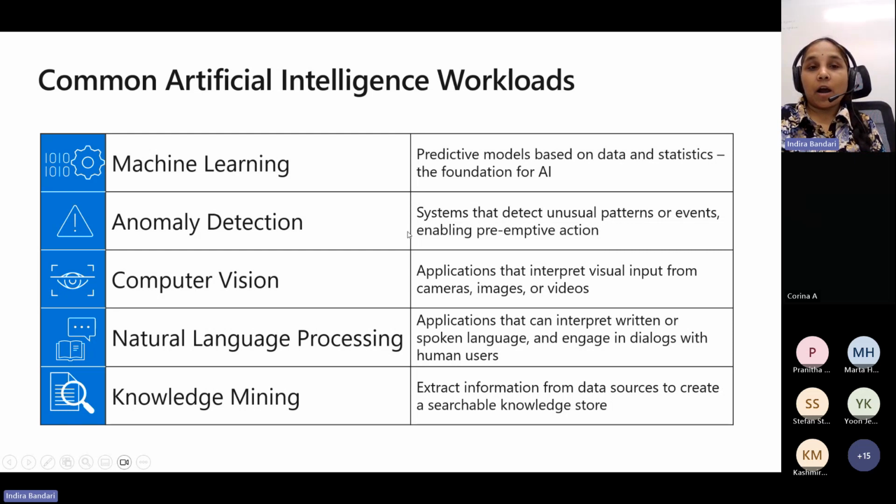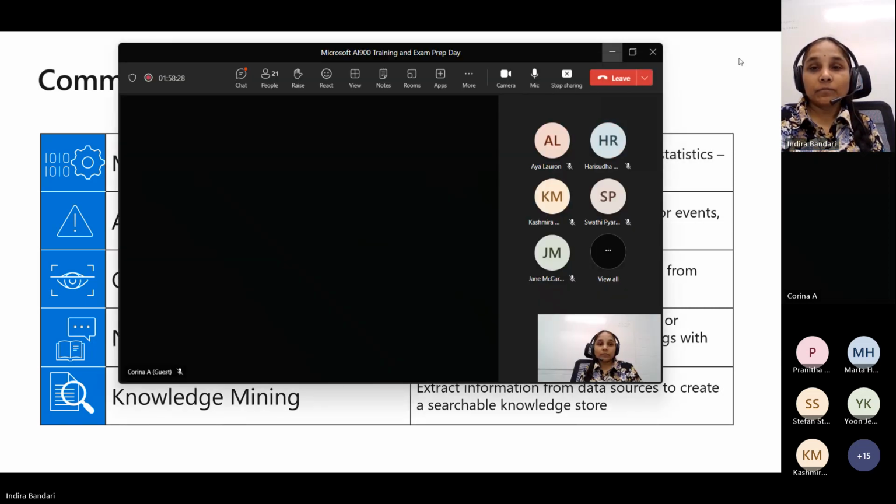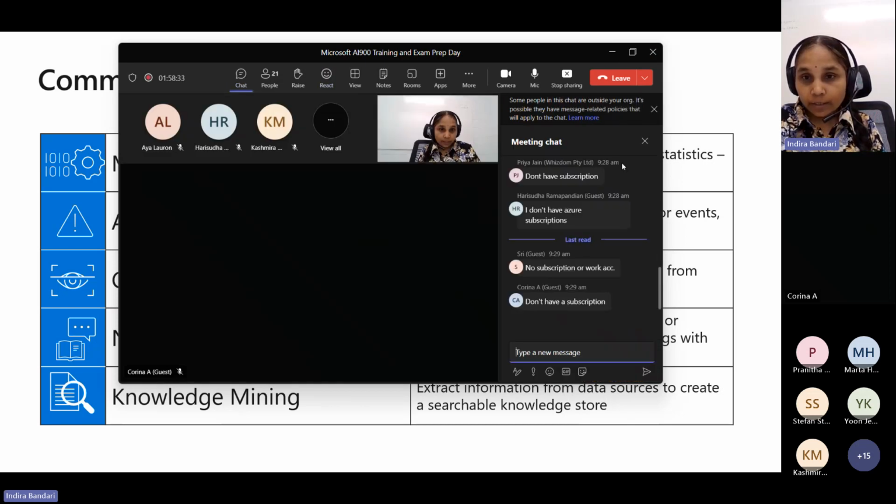So did everyone get it? It's just an example that I have given of how each one of these workloads can help an auto insurance organization. Any questions so far? If you have questions, just ask. Okay, there is something in the chat. Don't have a subscription. Okay.